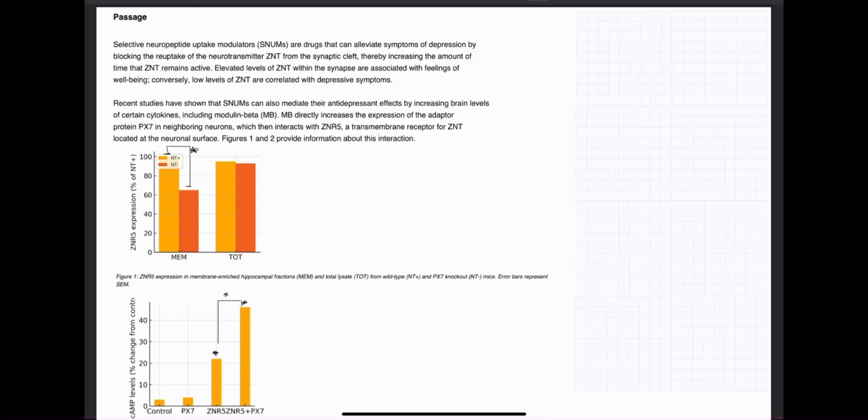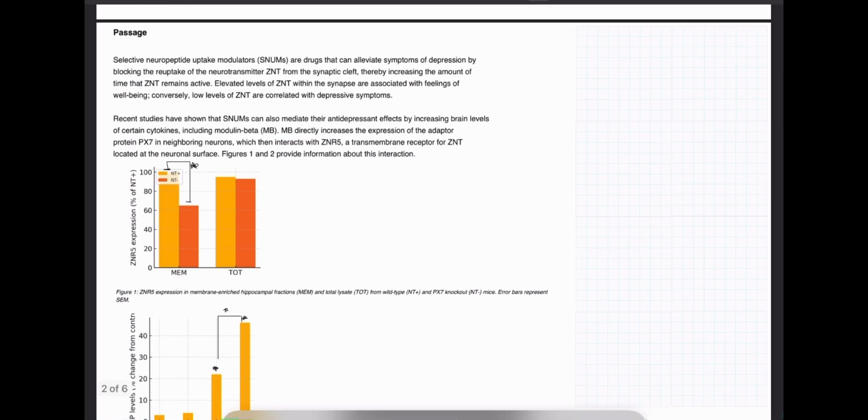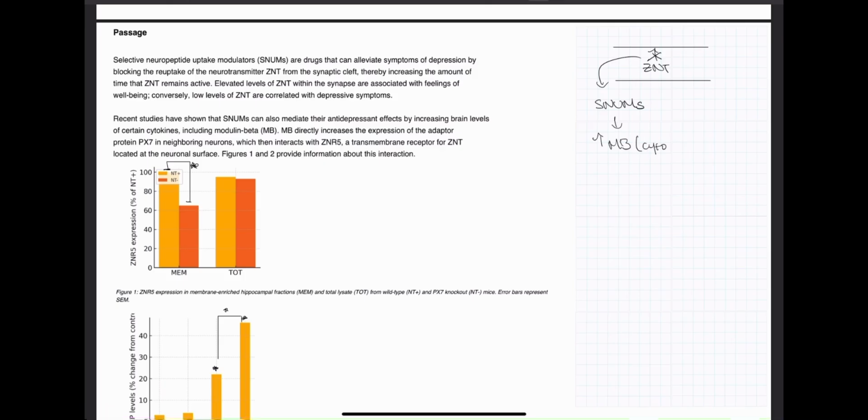Recent studies have shown that SNUMs can also mediate their antidepressant effects by increasing brain levels of certain cytokines, including modulin beta. So now we have multiple factors going on, so we'll start with our breakdown over here in our gridded paper. On the actual MCAT, you will also receive gridded paper, so this is what I would actually write on my sheet during the actual MCAT. ZNT reuptake blocked by SNUMs, which also increase MB, which is our modulin beta, and that is our cytokine.